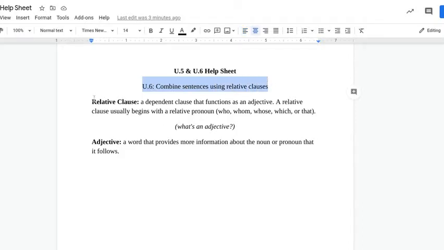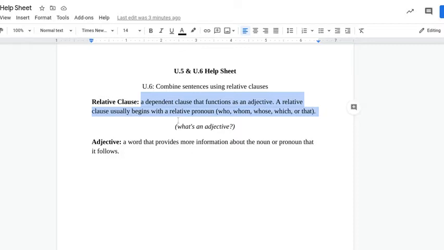Okay, so what is a relative clause? It is a dependent clause, which means it needs somebody to lean on. It can't stand on its own. That functions as an adjective. A relative clause usually begins with a relative pronoun: who, whom, whose, which, or that.